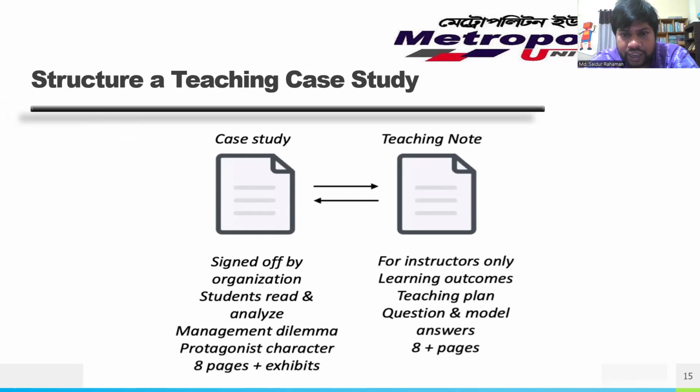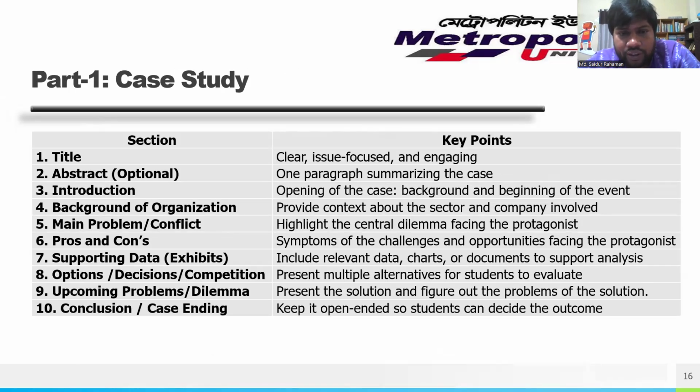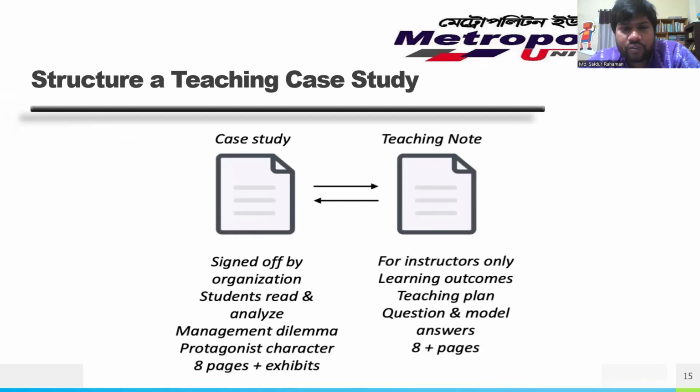When instructors get the teaching case study, they will read the teaching note first. They will get a clear picture about the case, about the teaching plan, and the questions the teacher can offer the students to solve within the group. And also in the teaching note, you can find the model answer, and the assignment questions you have already mentioned. So we'll be starting today's discussion about how to draft the case study document.